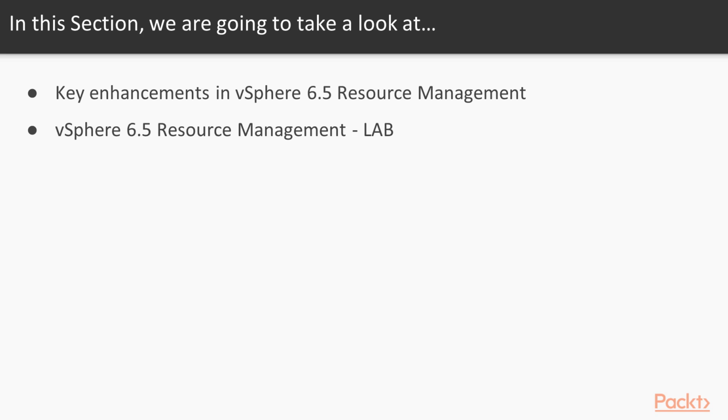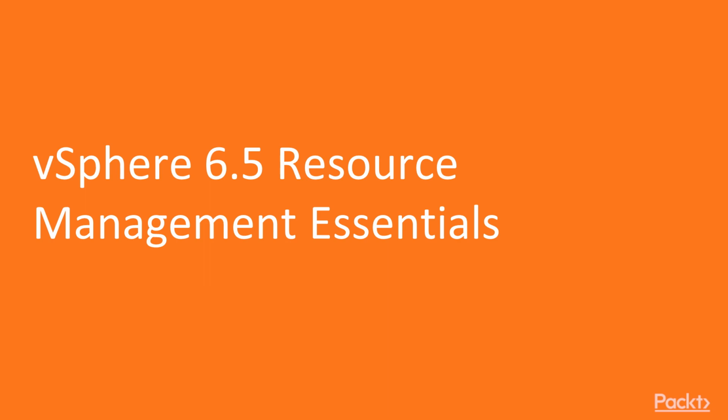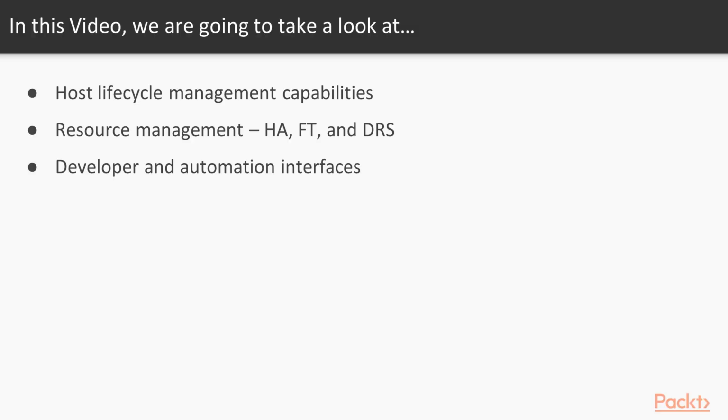of these new capabilities. In this video, we will look at configuring and administering the vSphere 6.5 resource management capabilities that are new, and we will look at the essential capabilities in this area. These capabilities are in three different areas. One is the host lifecycle management capabilities. Then we have the resource management capabilities in the HA, fault tolerance, and the distributed resource scheduler areas. All these are really important for a modern data center. And last but not least, there have been some really excellent enhancements in the developer and automation interfaces as well.